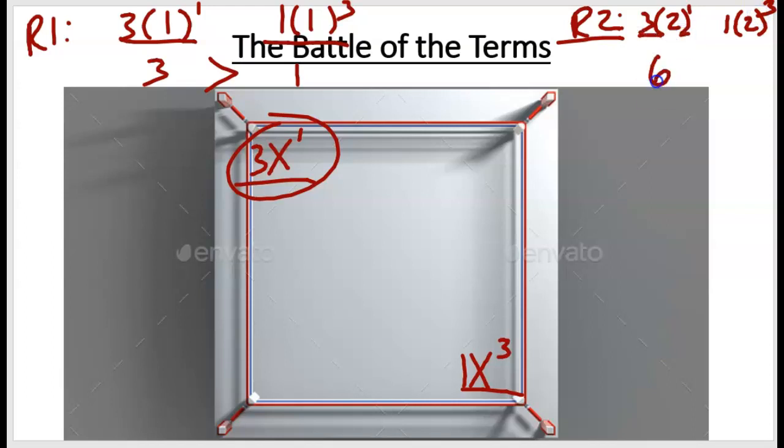3 times 2 is 6. 2 to the third is 8. Oh! Opponent in the right-hand corner makes a lively comeback, and he takes the title for round 2. All right, let's go ahead and check out round 3. Let's see who's going to win round 3. This will be the tiebreaker. Here we go. Who do you guys think is going to win?